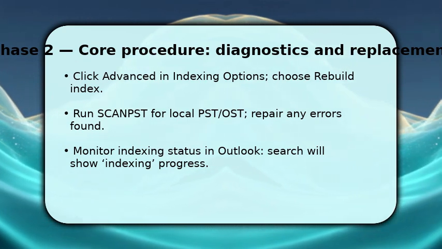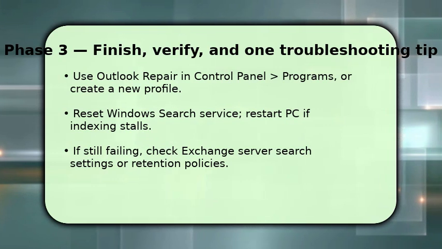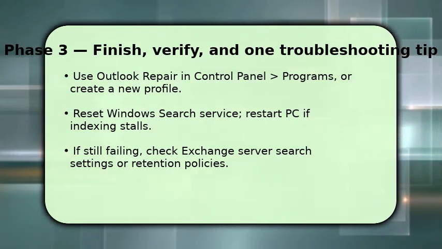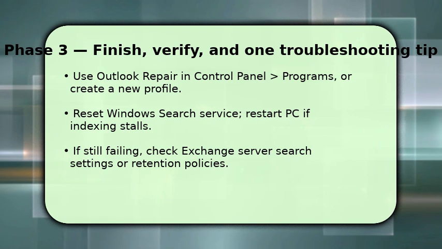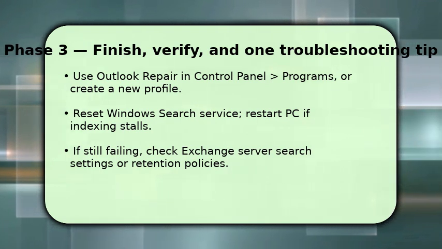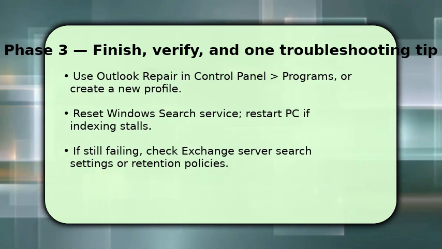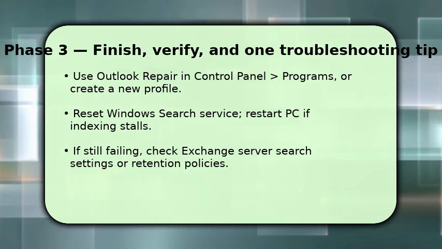Finally, repair the Outlook profile or create a new one if corruption persists. Control Panel's Programs Repair option can fix configuration-level faults. Once profile adjustments are done, restart the Windows Search Service and reboot to clear stuck threads. This often unblocks stalled indexing.